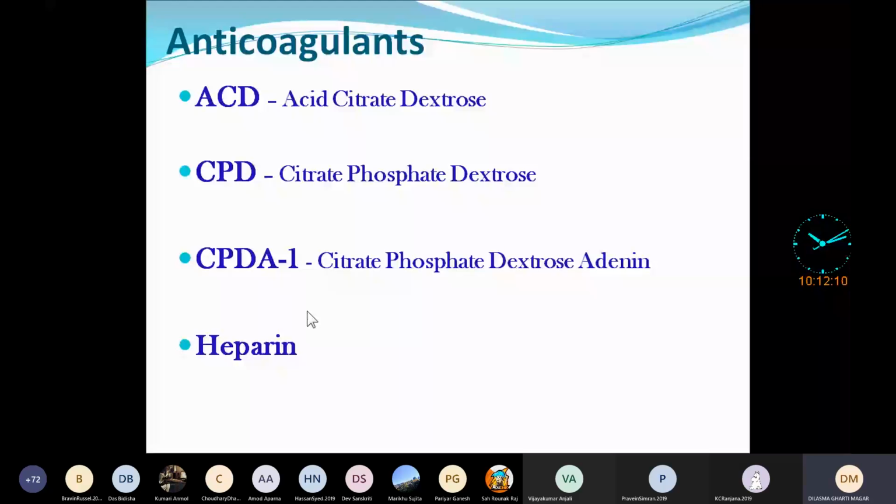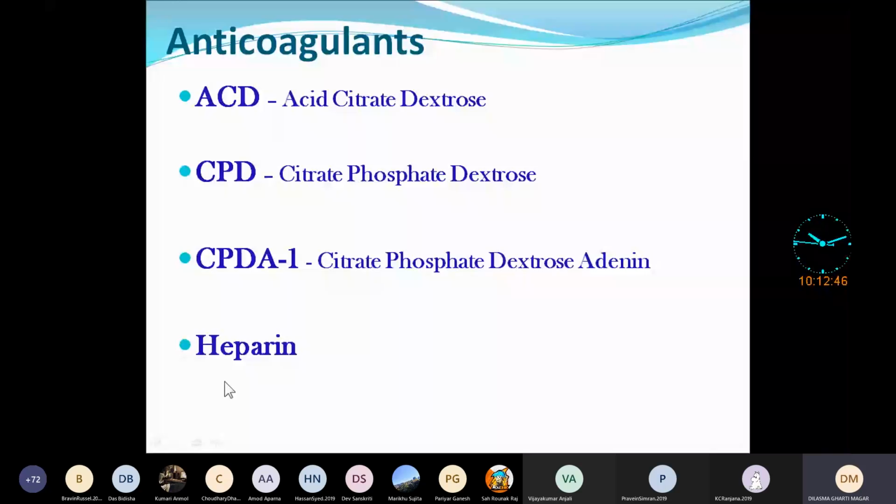There are different anticoagulants used. One is ACD. Here the A stands for acid, C for citrate, and D for dextrose. In the case of CPD, C stands for citrate, P stands for phosphate, and D stands for dextrose. In the case of CPDA, same thing, citrate, phosphate, dextrose, but the A stands for adenine. Understood here? Heparin is also one of the anticoagulants, but we don't use heparin in the case of blood bags. Understood here?